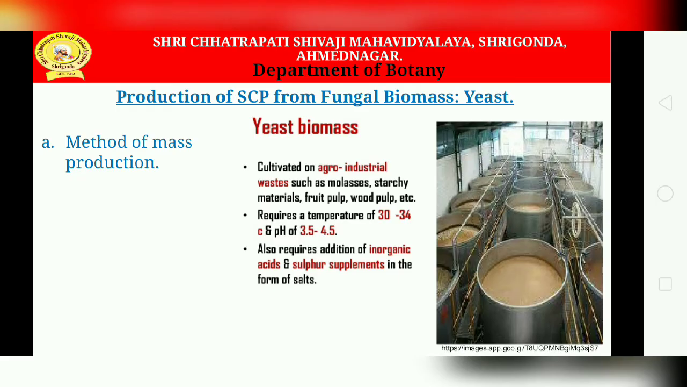The former thrives on a sugary solution of molasses, while the latter grows on starch. Yeasts are capable of assimilating ammonium salts, sometimes nitrates as a source of nitrogen for protein, and a variety of organic substances as a source of carbon. So there are methods of production of this yeast.